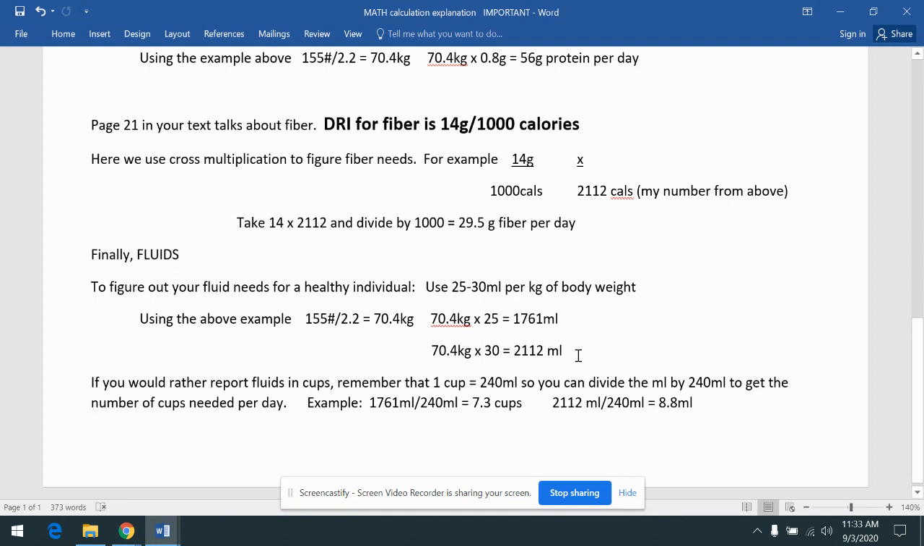If you would rather report it in cups, which we're used to seeing, you can know that 1 cup equals 240 milliliters. So you can divide the milliliters by 240 and report it in cups. So 1,761 milliliters divided by 240 equals 7.3 cups. 2,112 milliliters divided by 240 milliliters equals 8.8 cups.